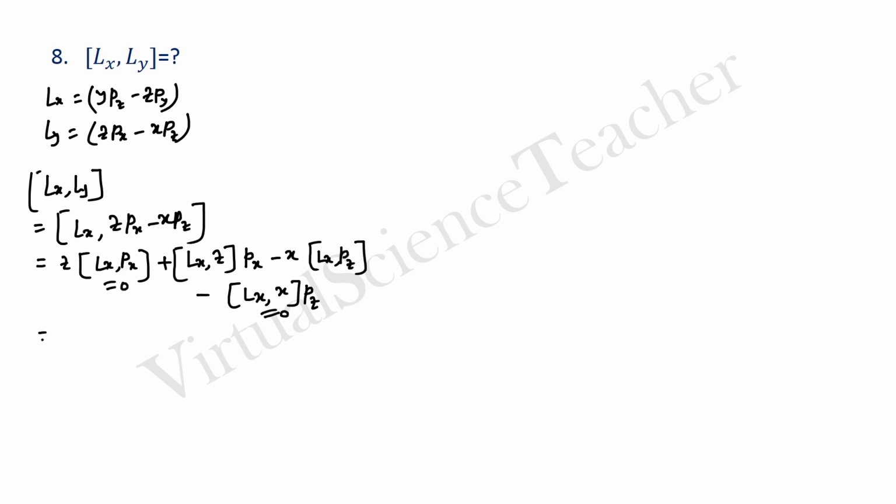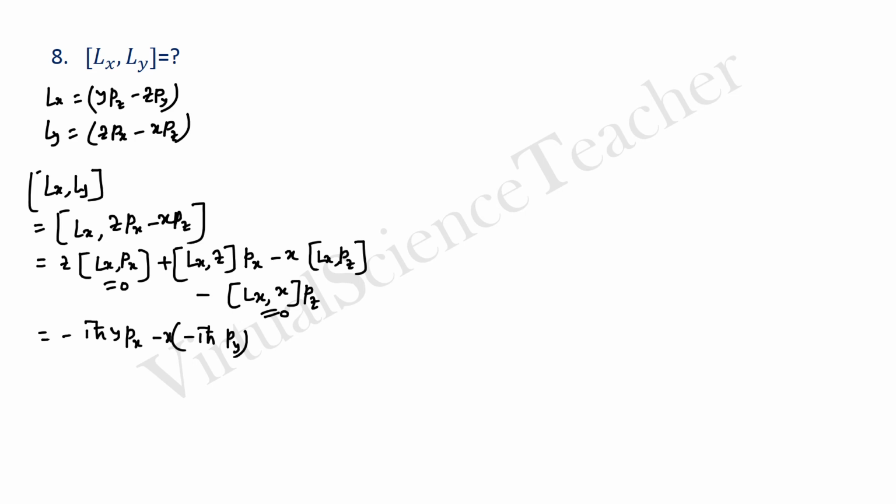What happens for the second term? This gives us minus i h cut y, because z Lx equals i h cut y and Lx z equals minus i h cut y, and Lx pz equals minus i h cut py, because pz Lx equals i h cut py, and Lx pz gives us minus i h cut py. Sorry, I have made a mistake.